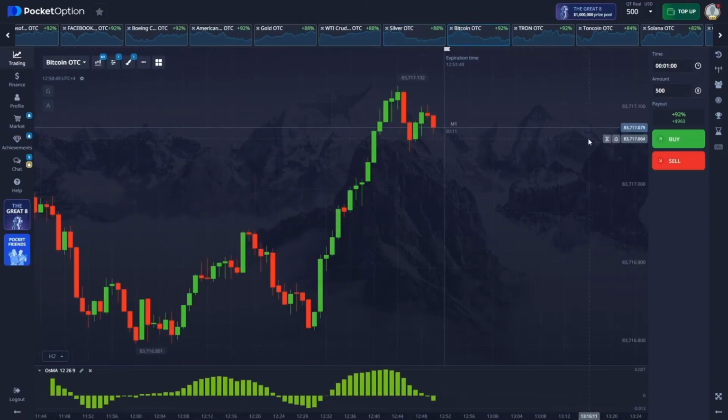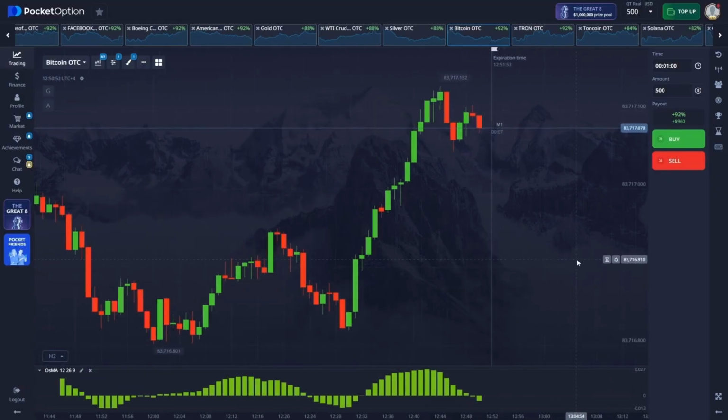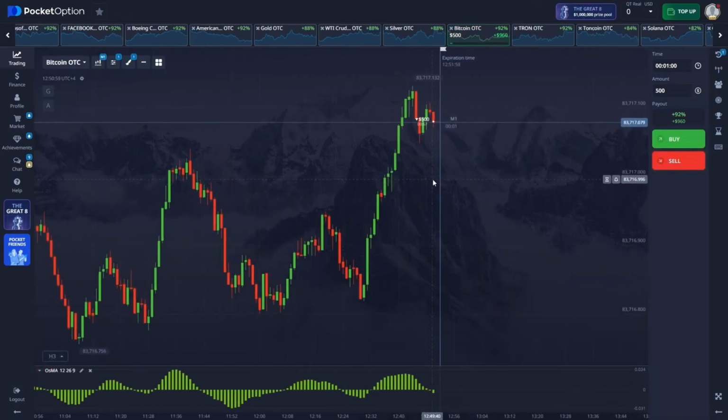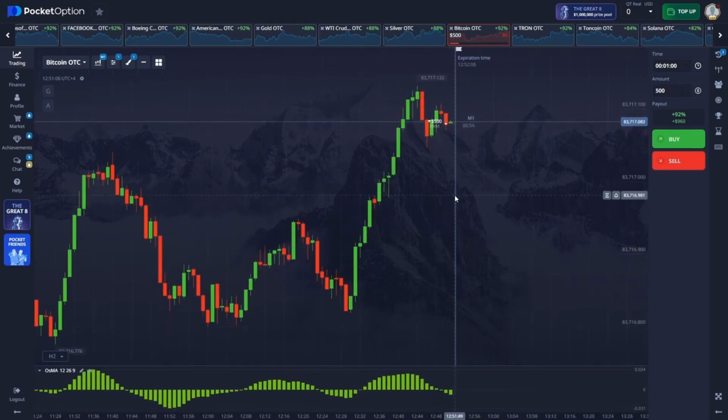Okay, there is a trade on Bitcoin OTC for the downside move. So let's wait for the candle to give us a good entry. Okay, I got the entry and proceeded for the downside move on Bitcoin OTC for $500.00. You will see that the level is forming below the 0 level, and that's why I took this trade for the downside move. This means the candle was trying to change its trend.